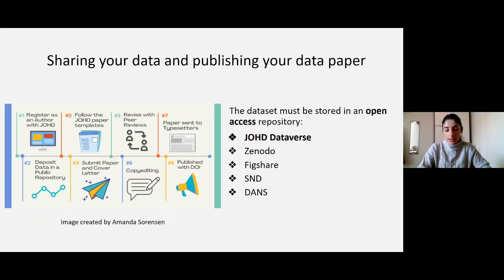And then they just need to follow the templates that I showed in the slide before and submit the paper. The paper has a peer review, so there's one round of peer review, and if it is accepted, there's also copy editing and typesetting before publication. Once the paper has been published, it receives a DOI. It's really important, and we encourage authors to also publish the DOI in the deposit in the repository where the dataset is stored, because that enhances the impact of the published dataset and the published data paper, so that the two of them make reference to each other.